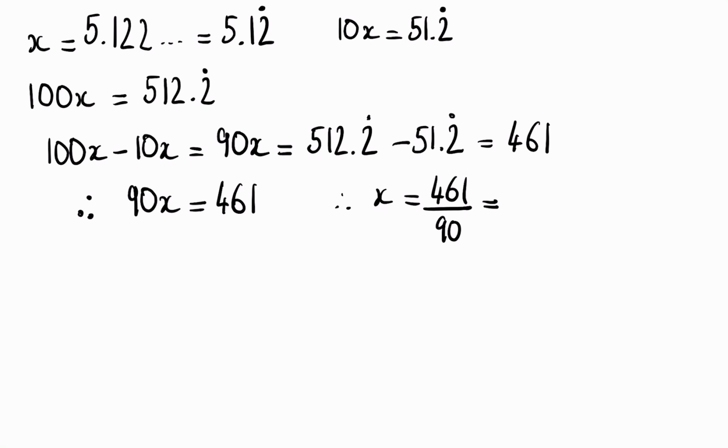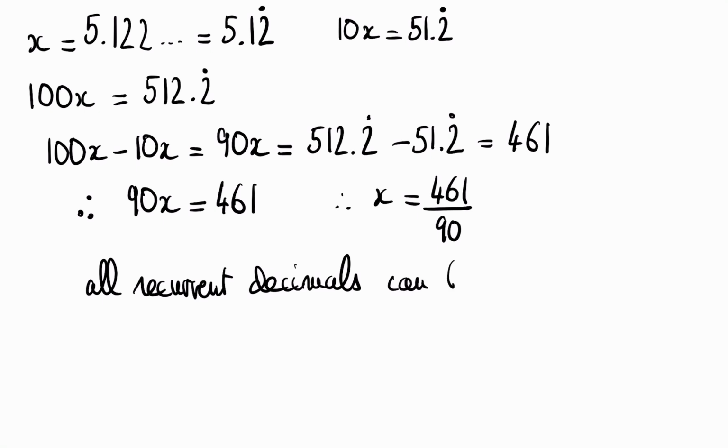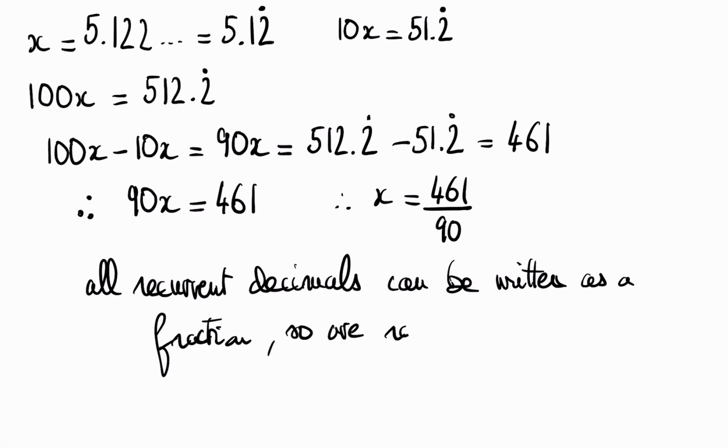So I've demonstrated again that 5.12 recurring can be written as a fraction. Basically, all recurring decimals can be written as a rational, as a fraction. So they are rational numbers.